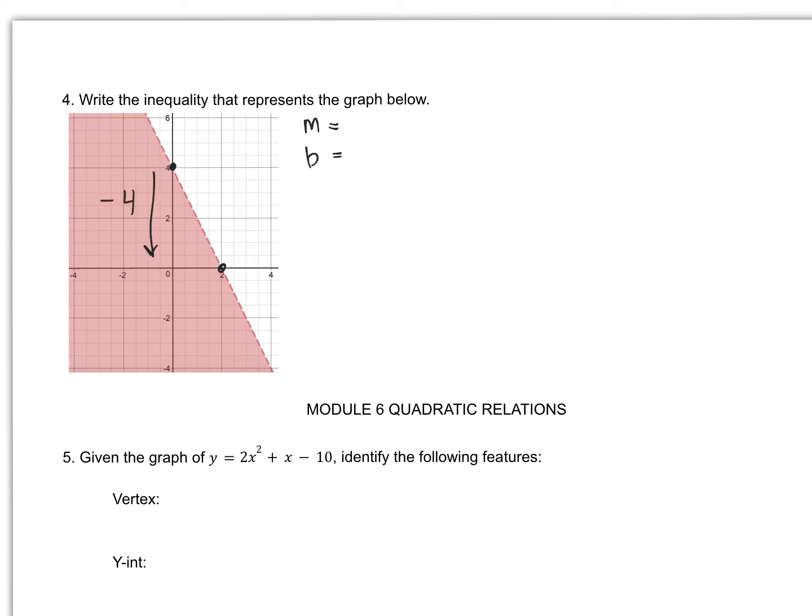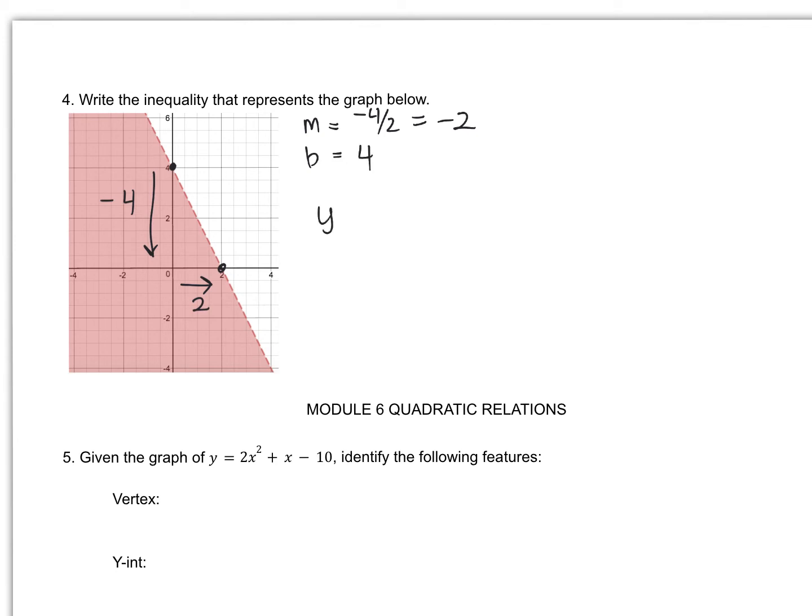So I have to go down 4 and right 2 for my slope, so -4/2, which gives me a slope of -2. And my y-intercept is, of course, 4. So I'm going to start with an equation.